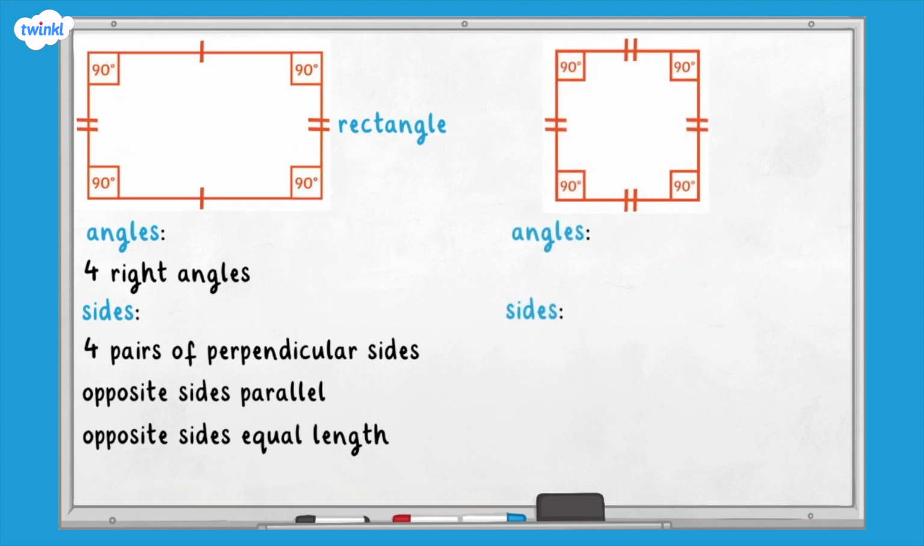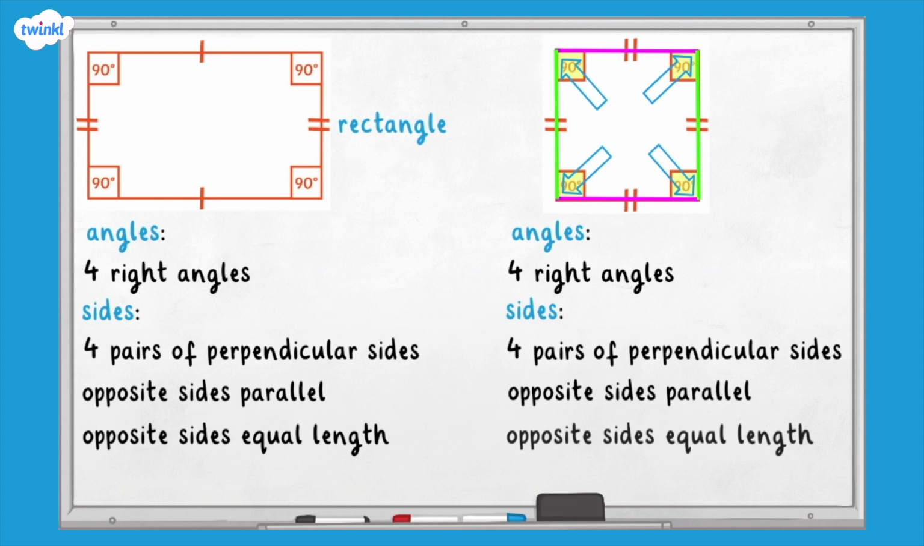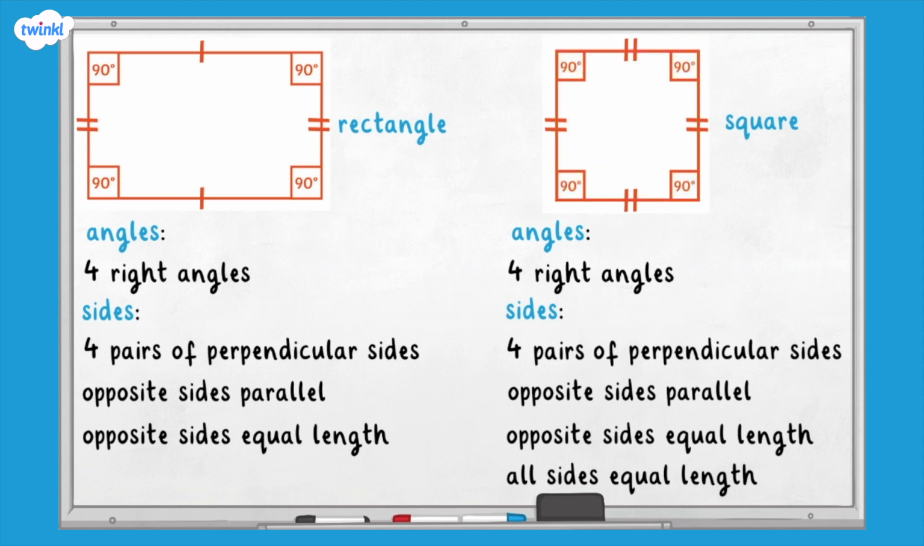This quadrilateral has 4 right angles, it has 4 pairs of perpendicular sides, its opposite sides are parallel, its opposite sides are equal in length, but in this quadrilateral, all of the sides are equal in length. A quadrilateral with these properties is called a square. A square fits all the properties of a rectangle, but also has to have all 4 sides equal in length. This means that a square is a special type of rectangle.